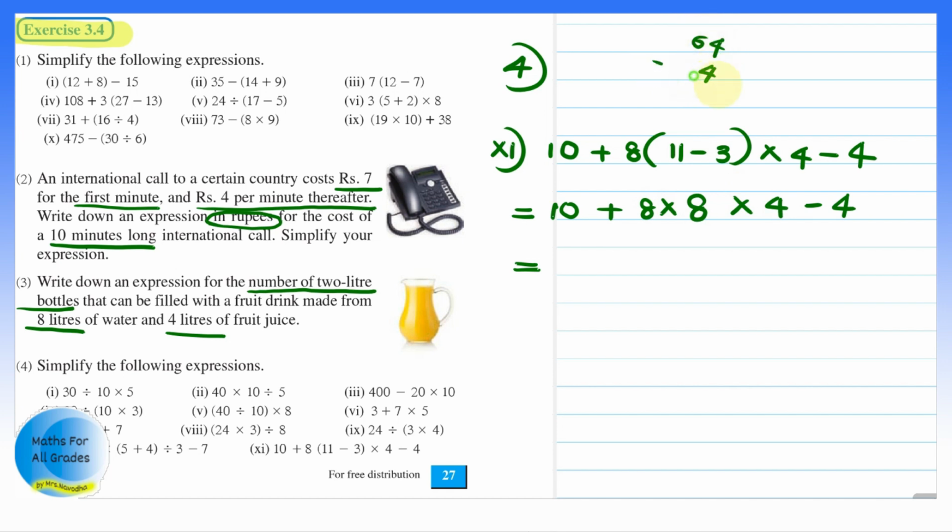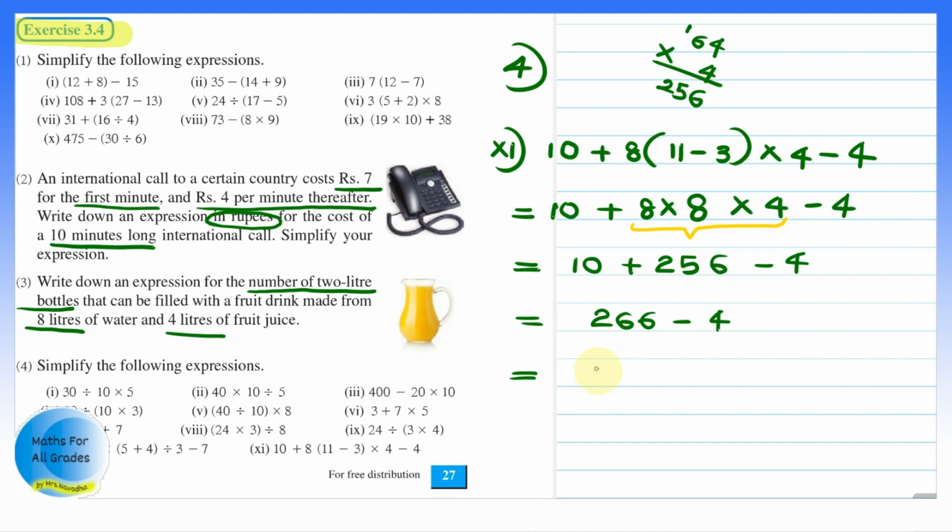64 times 4, let's see. 4 times 4 equals 16. 1 carried over. 6 times 4, 24. Plus 1, 25. So we did this expression at once and we got 256. Now 10 plus 256. What is the answer? 266. 266 minus 4 is 262. This is the final answer.